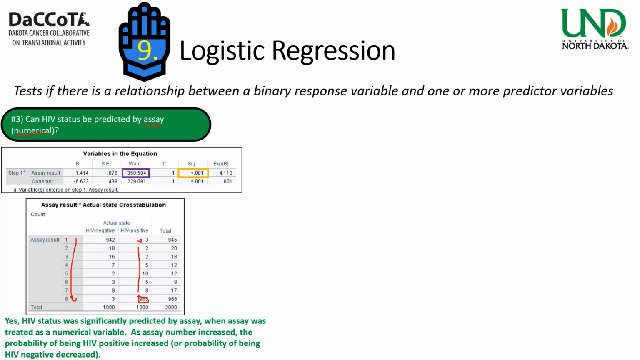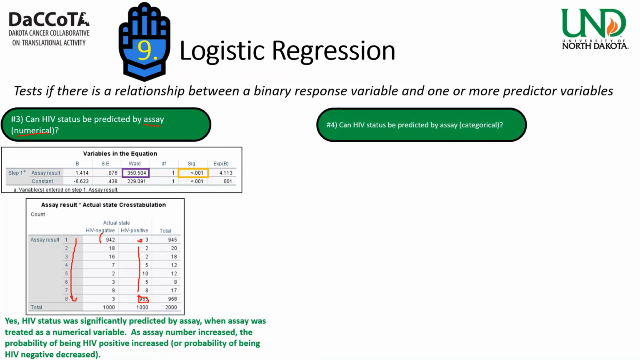Another way of putting it, the probability of being HIV negative decreases as assay goes up, because you start out with almost all being negative, but then as it increases, the probability of being negative decreases. So either way you want to put that. But we can also consider these assay results as categories, because you can do logistic regression with categories, and that's pretty common. We're going into the linear model realm, but that's fine here.